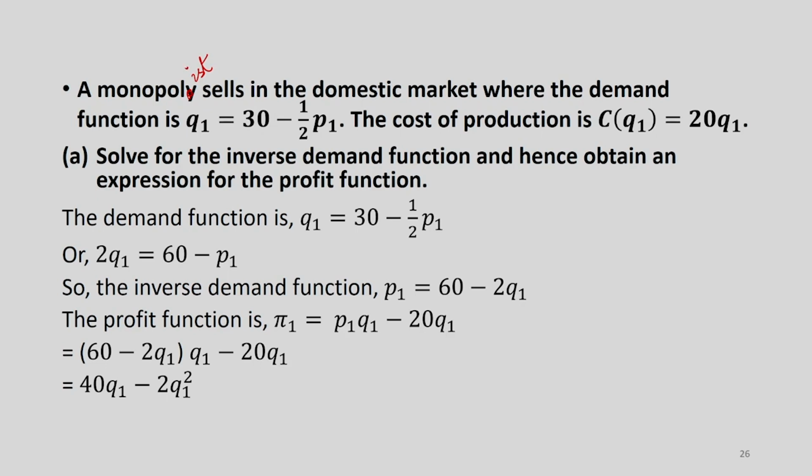So, there is a monopolist firm which sells in the domestic market where the demand function is given by Q1 is equal to 30 minus 1 divided by 2 P1. The cost of production is given by C(Q1) is equal to 20 Q1. Solve for the inverse demand function and hence obtain an expression for the profit function. Okay, so, this is the first part.